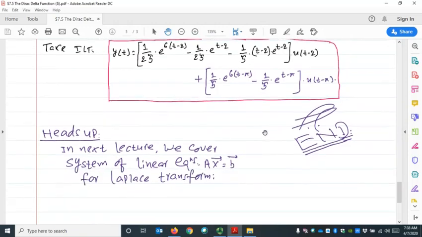So, heads up, in our next lecture we will cover systems of linear equations of the form A vector x equals vector b for Laplace transforms. So we finished this section 7.5.